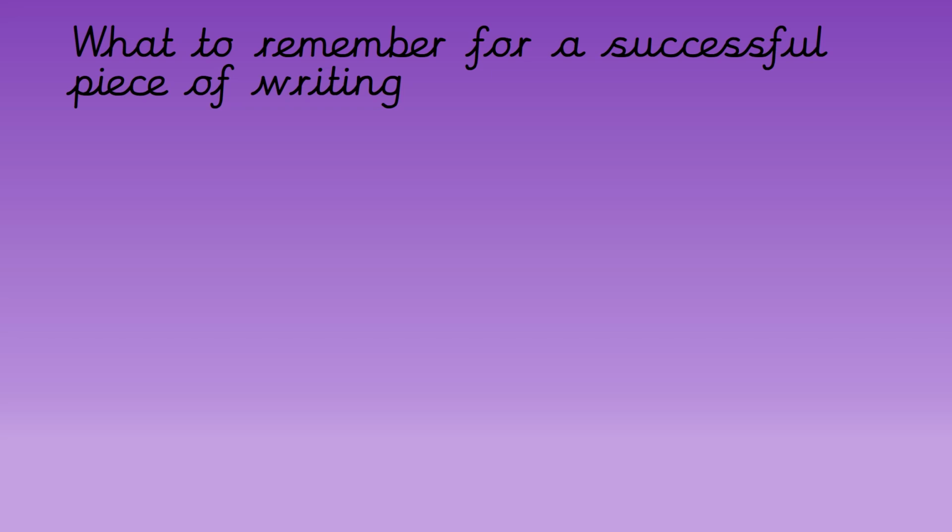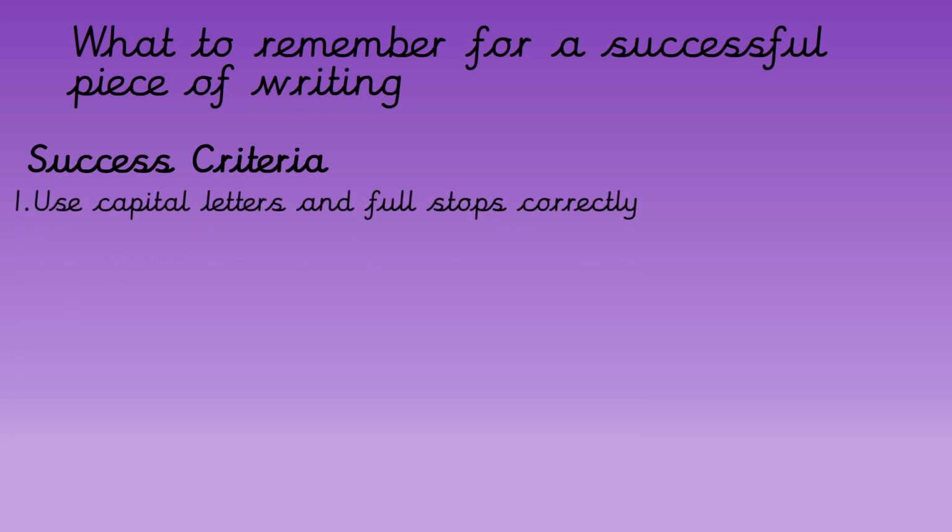So finally, what to remember for a successful piece of writing. What we need to do is make sure that we're remembering all those basic skills when we write our story. So I'd like you to follow a success criteria. And I know you're really good at following success criteria. So here we go. The first thing is use capital letters and full stops correctly. So remember, capital letters at the beginning of your sentence and full stop at the end. Also remember to use capital letters for any character names or any place names that you have.